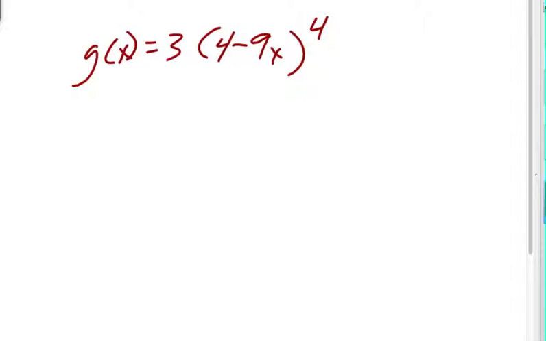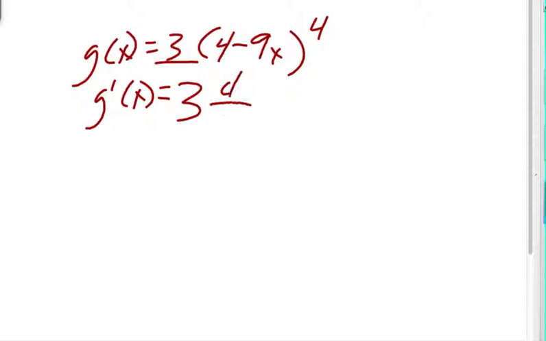Here I have g of x equals 3 times (4 minus 9x) to the 4th. This one looks kind of scary. We want to find the derivative. All right, so this is a constant multiplying. Let's pull it out of our calculus, times d dx of (4 minus 9x) to the 4th.